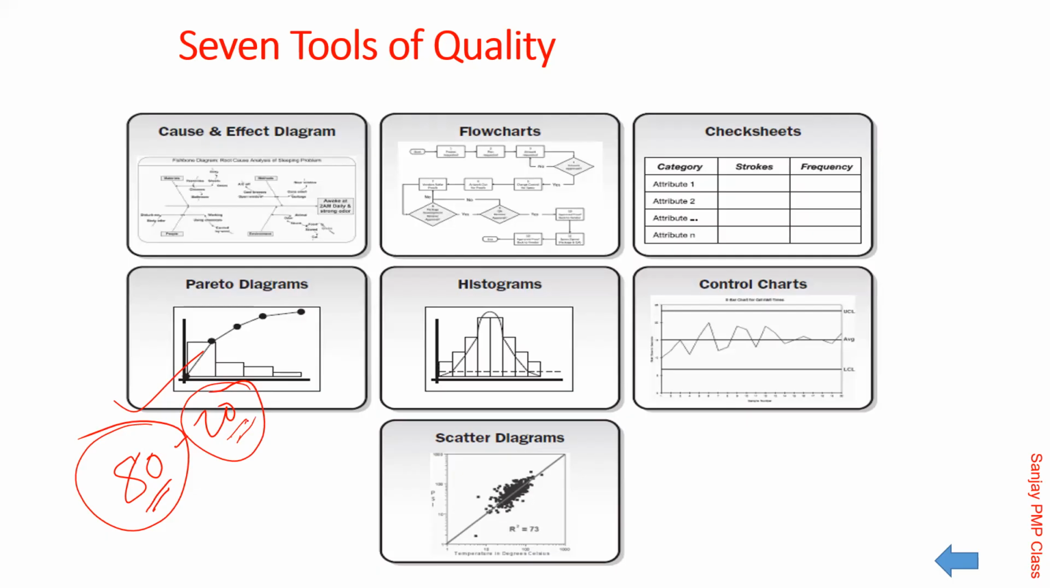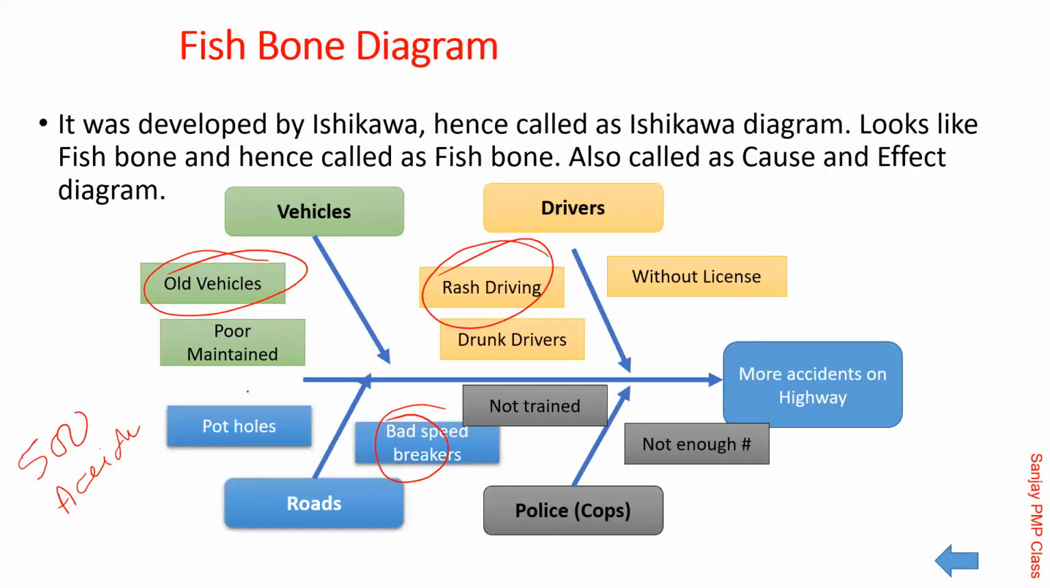So if you concentrate on these 20%, you will find that the gravity of the issue will reduce drastically. For example, when you come back to this chart, there are so many causes because of which these 500 accidents occurred. Take all those 500 and list down which is contributing the maximum.